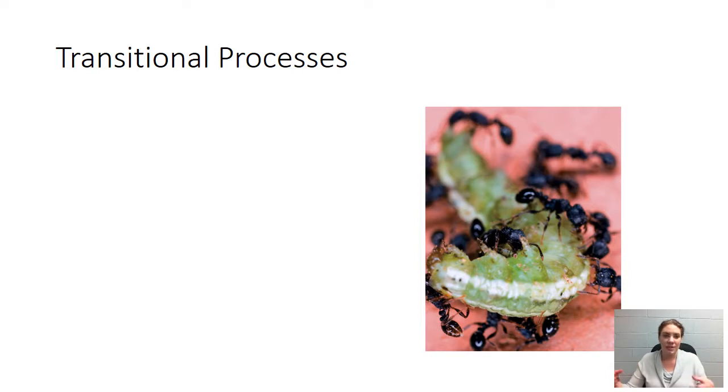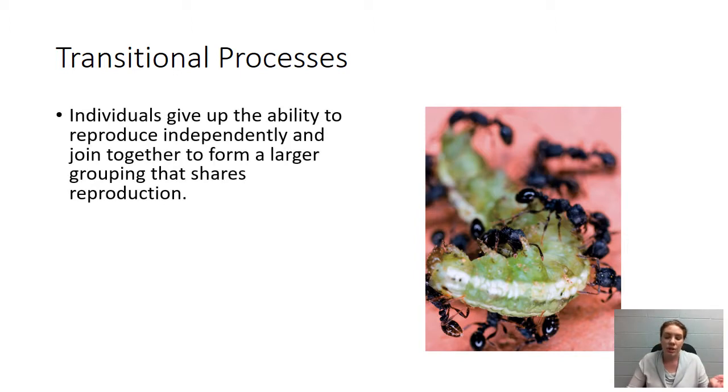So as we talk about this, we have to start thinking about this issue of scale and economies of scale. And what that refers to is the idea that the bigger and more complex an organism is, the bigger and more complex problems it can tackle. So for there to be a good movement toward multicellularity, for example, individuals have to give up the ability to reproduce independently, and they have to join together to form a larger grouping that shares reproduction.